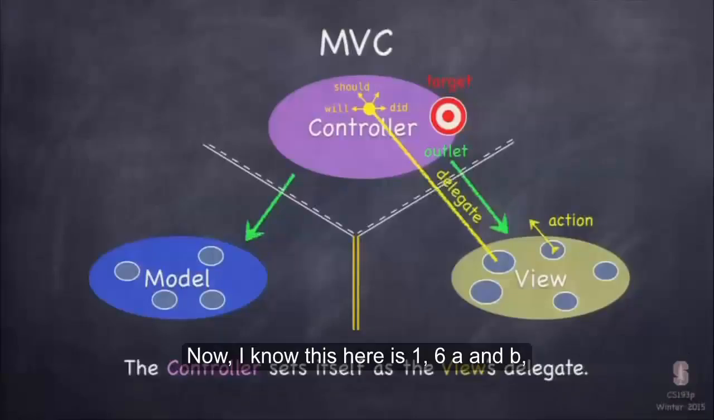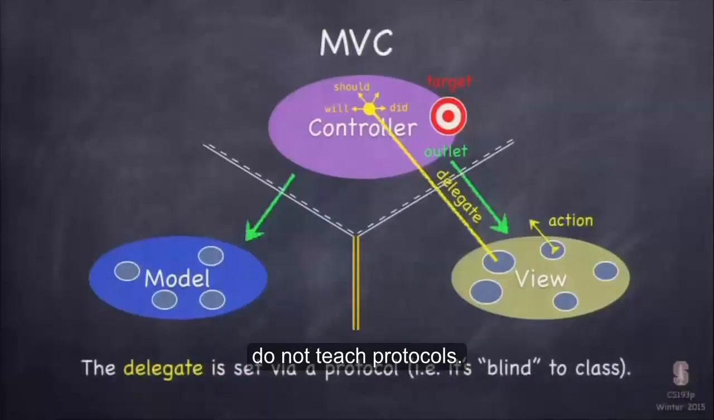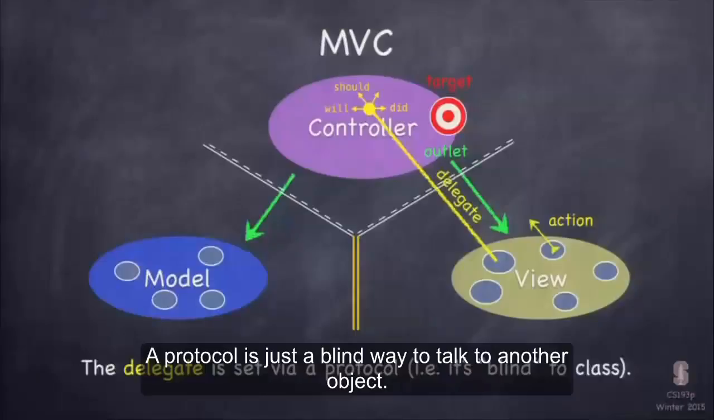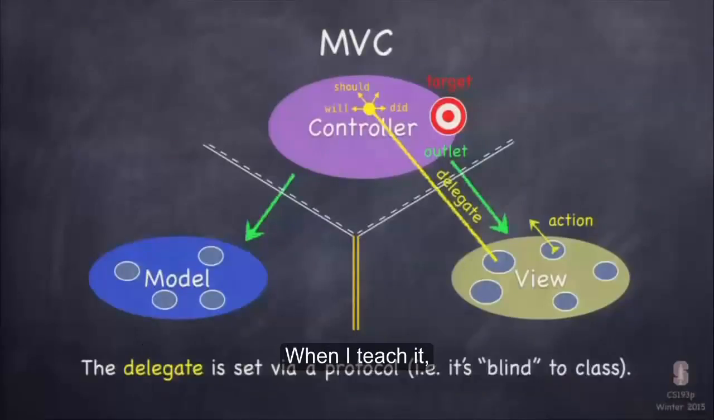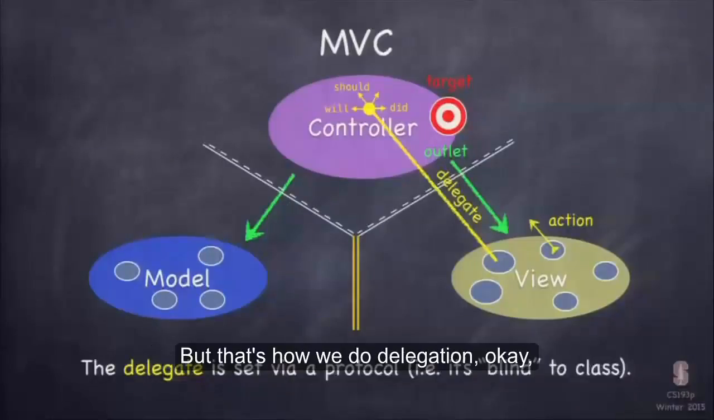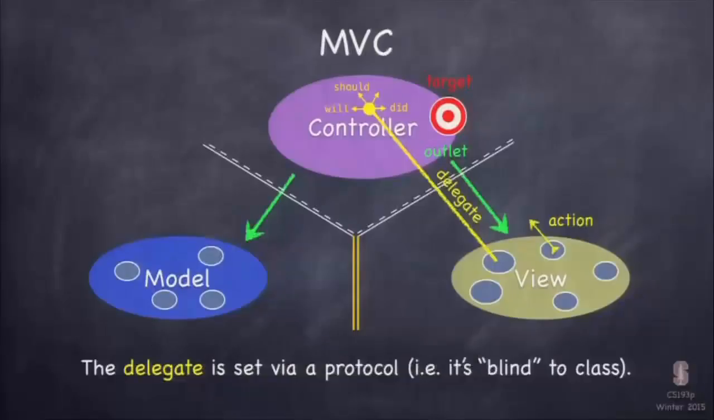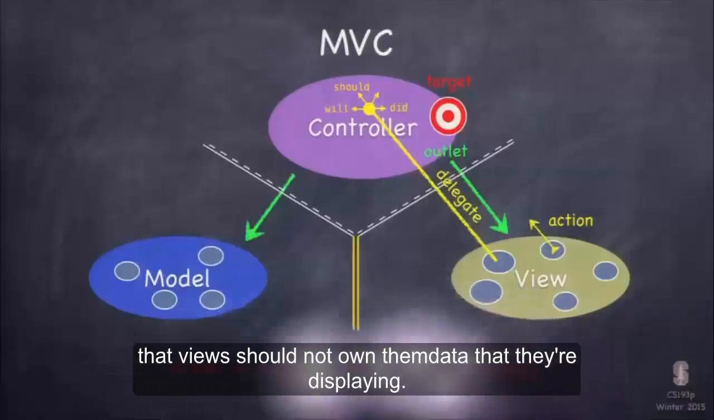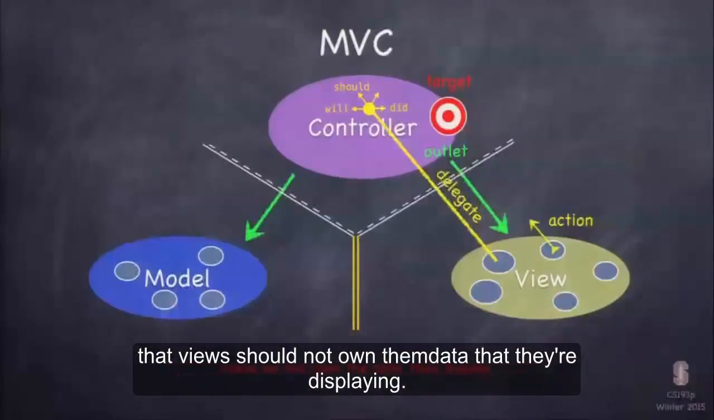Now, I know that CS106A and B do not teach protocols. How many people know what the word protocol means in object-oriented programming? Okay, very few of you. So I will be teaching that. A protocol is just a blind way to talk to another object. When I teach you, you're going to be like, oh yeah, I know what that is. We just didn't really call it protocol. But that's how we do delegation. This blind communication.